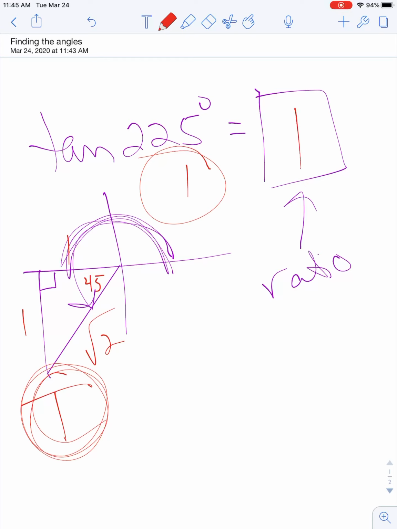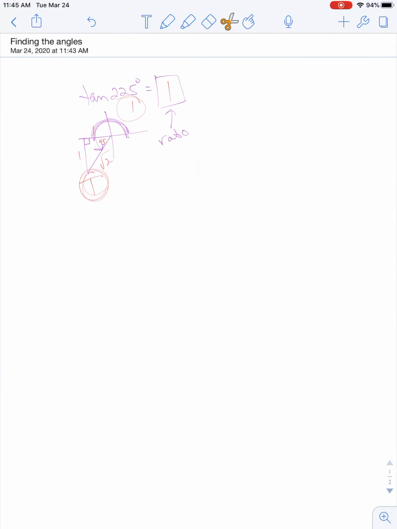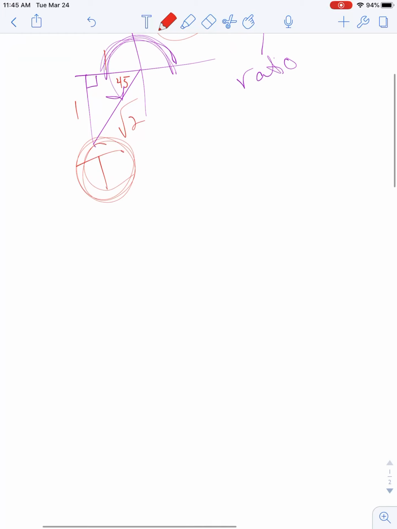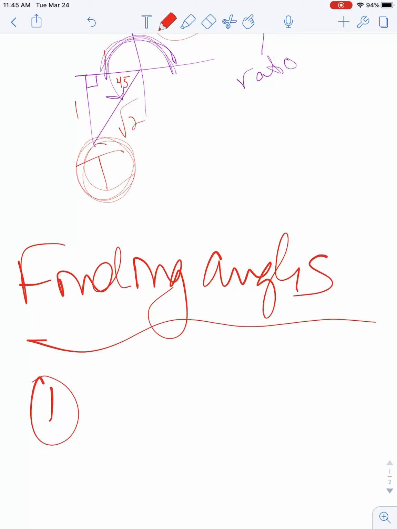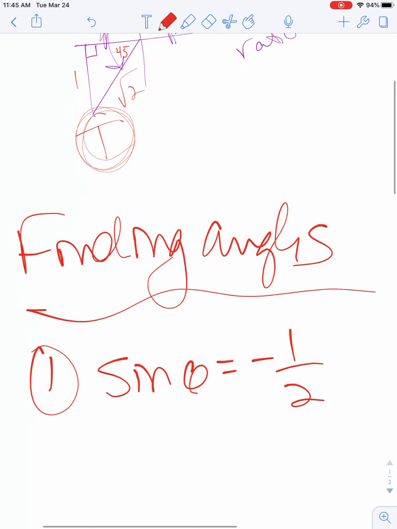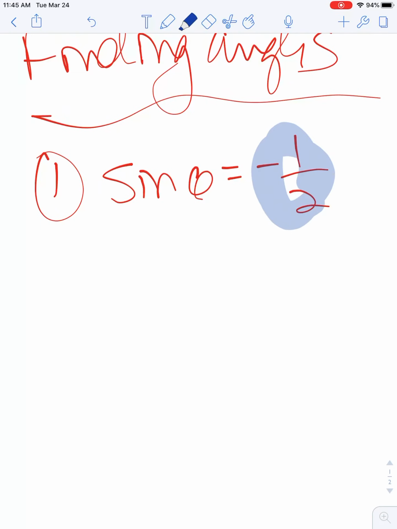We're finding the ratio. Now we're going to switch it up and we're going to find the angles. And notice what I said, find the angles, more than 1. So I'm going to say sine of theta equals negative 1/2. Okay, so this is the ratio, and the ratio is negative.